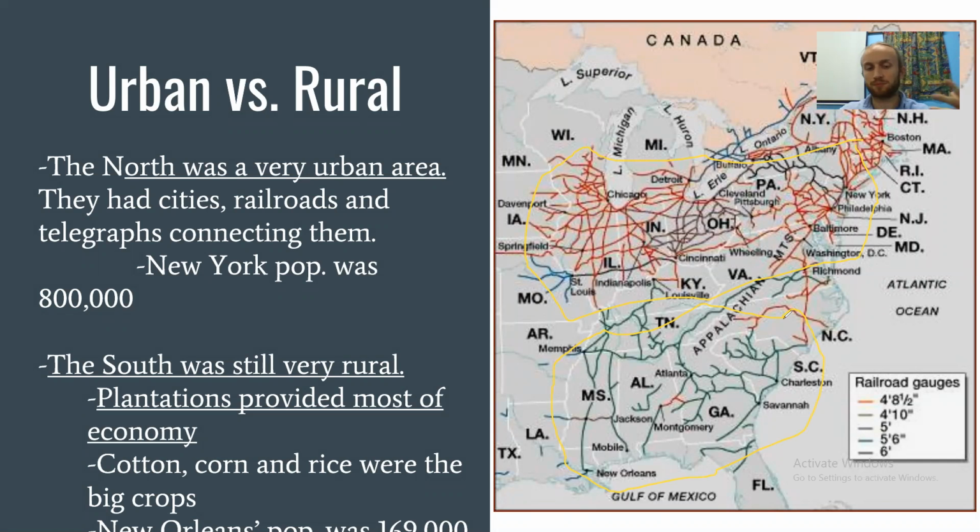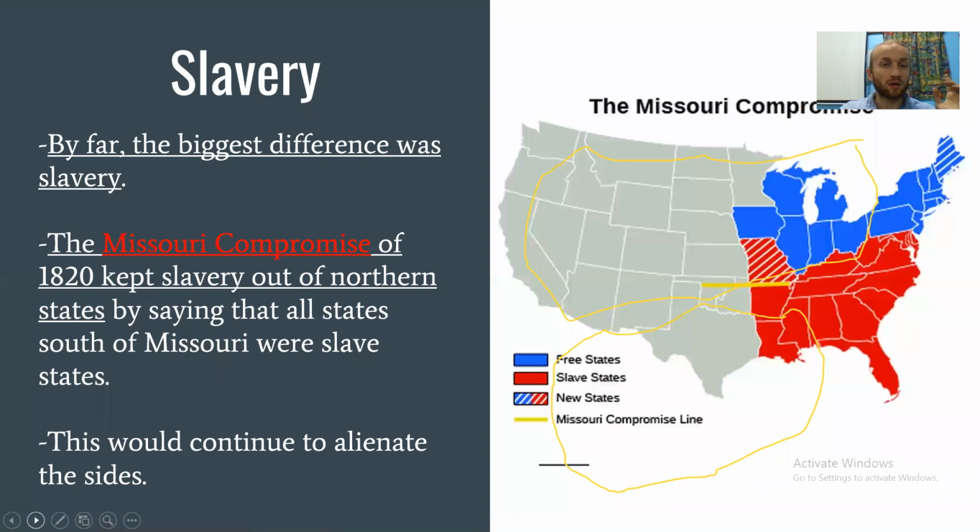Cotton, corn, rice are big crops. New Orleans was one of the biggest cities in the South, and it had not even a fourth of the population of New York, which was in the North. So the North is really going to the cities, industrialization, kind of like moving to the future, industrializing, while the South is kind of still stuck with their plantation economy. And that's going to be one of the big differences between the North and the South. Slavery. And slavery was by far the biggest difference, the biggest issue between the North and the South, and the definite cause of the Civil War.